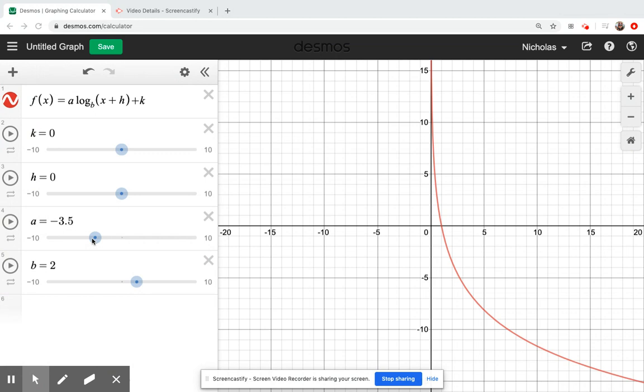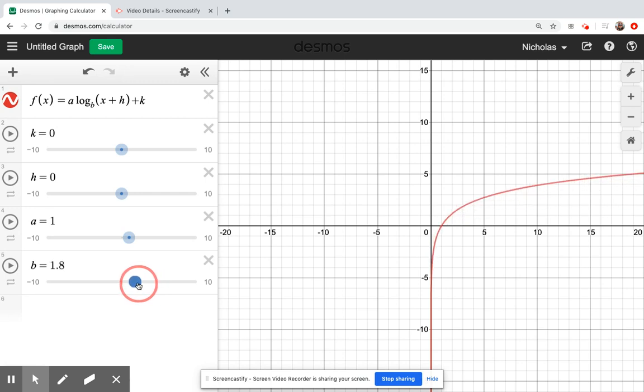So we're going to come back over here. I'm going to put A back to 1, so it's like it's not even there. I started out with B being 2. Our base is 2. This is the same graph that we've been looking at over and over again, where we have a base of 2. All the examples that I've done have been the same one. If I make B bigger, it actually squishes the graph. It's almost like the opposite effect of A.